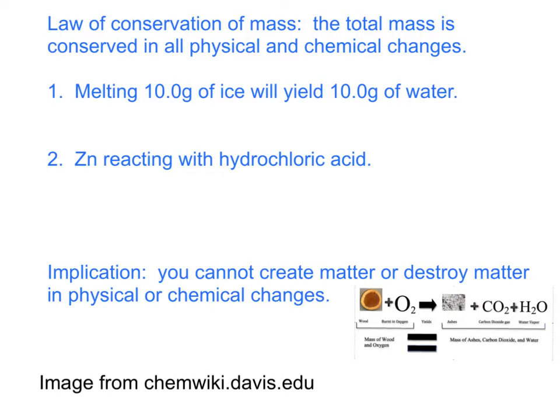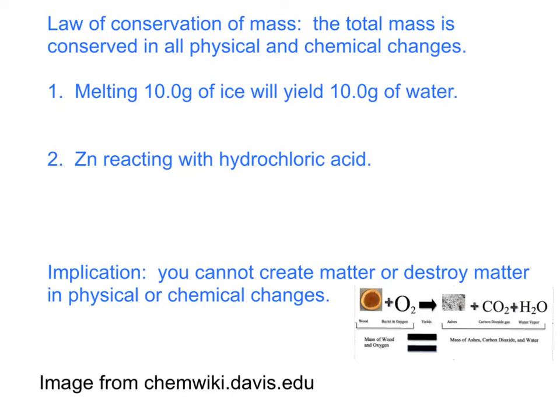So the law of conservation of mass is the total mass is conserved in all physical and chemical changes. So the word conserved, when you see that in the scientific law, it means something is unchanging. It doesn't go up, it doesn't go down, it stays exactly the same. So for example, if we melt 10 grams of ice, we will yield 10 grams of water. So the amount of mass you had before the change is exactly equal to the amount of mass after the change.